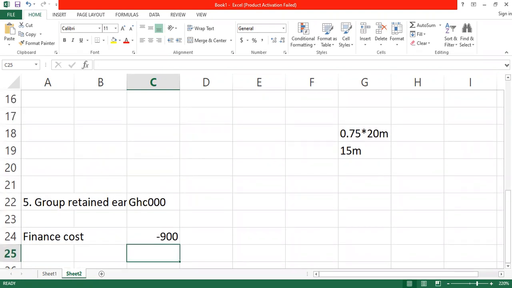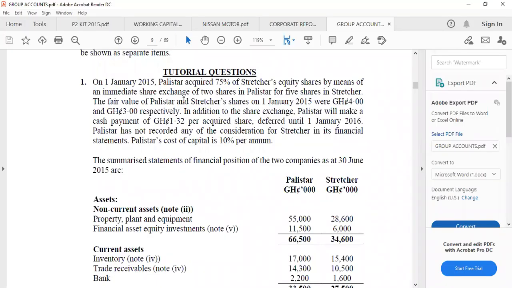All right, let's look at the next one. What are they saying again? The summarized statement of financial position of the two companies. No, let's look at the last part before we come there. Polyester has not recorded any of the consideration for the subsidiary in its financial statements. Polyester's cost of capital is this. So Polyester has not recognized the share exchange. That is why we added the shares to their equity shares.